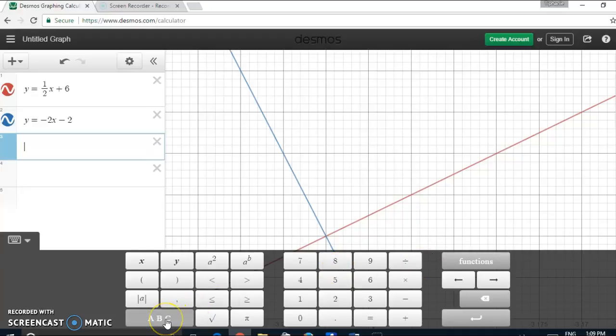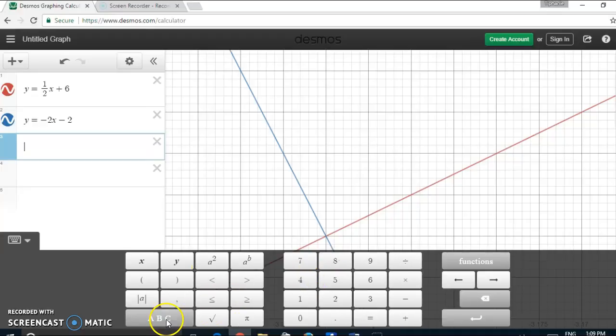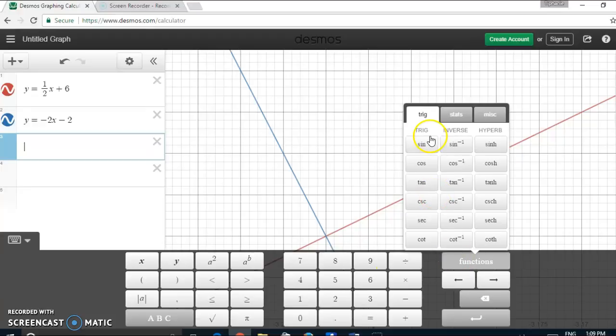If you click this little ABC button, you can bring up letters. You could actually put in letters if you needed to. You could throw in some other numbers. And up here with functions, these are all your sine, cosine, tangent stuff that we'll be looking at in part 2 of math. So they're all right there.